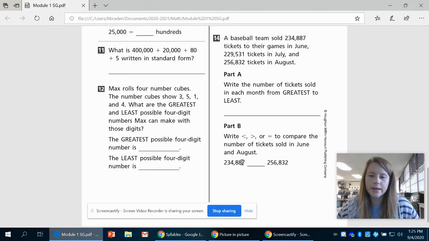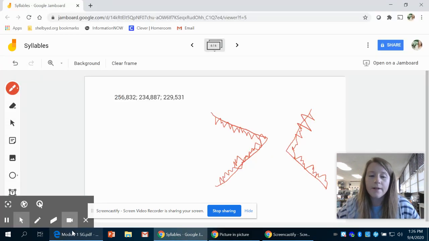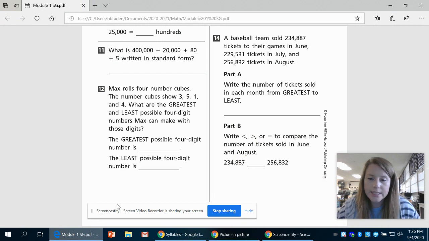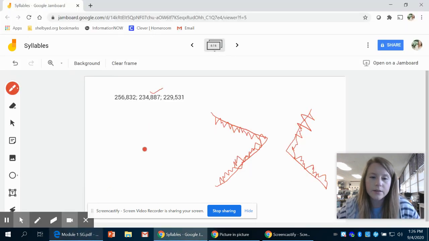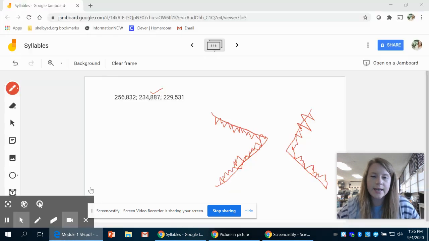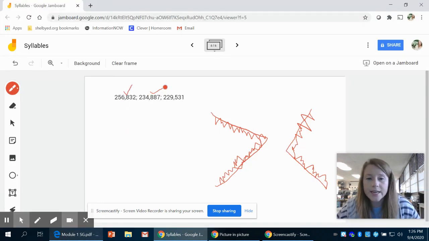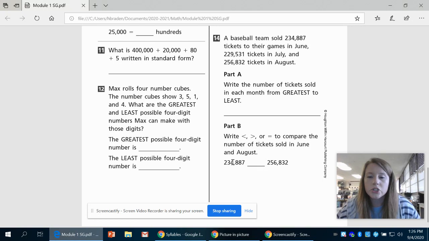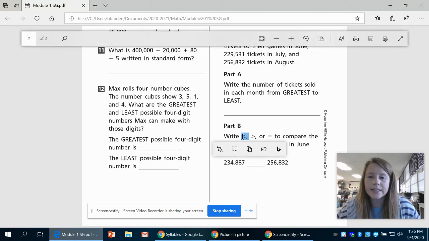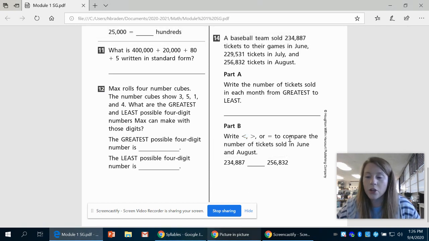So we have 234,887 and 256,832. Well, you really could use what work you just did in part A to figure out part B. We just put them in order, so we know which one's bigger. We know 234,887, okay, there's that one, and 256,832. We just put them in order from greatest to least. So we know that 256,832 is greater than both of those numbers. So 234,887 is less than 256,832.